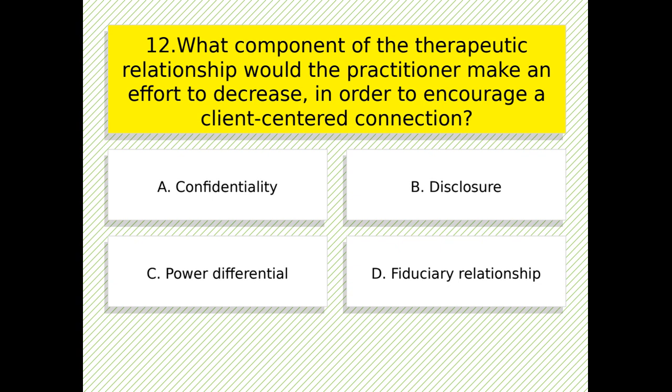Iris or Camille, write down number 7 and 12. We can go over them next week.